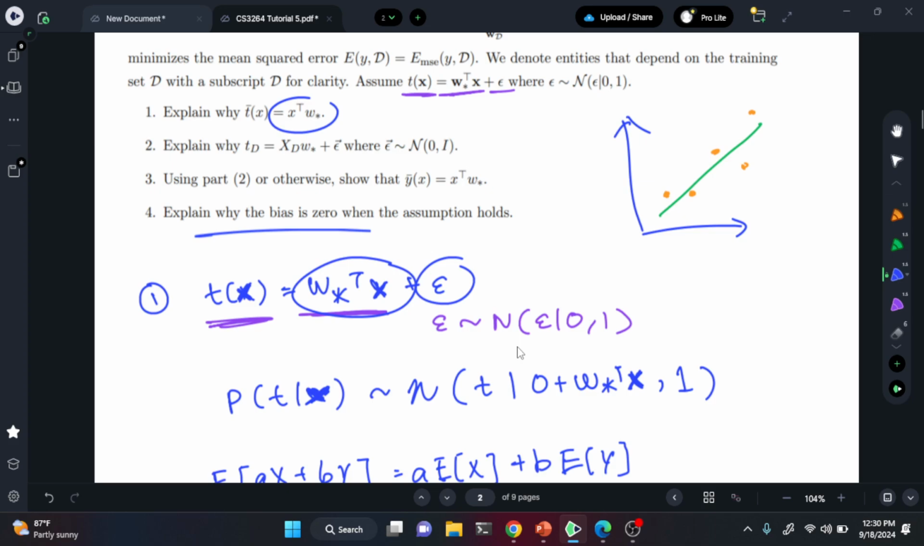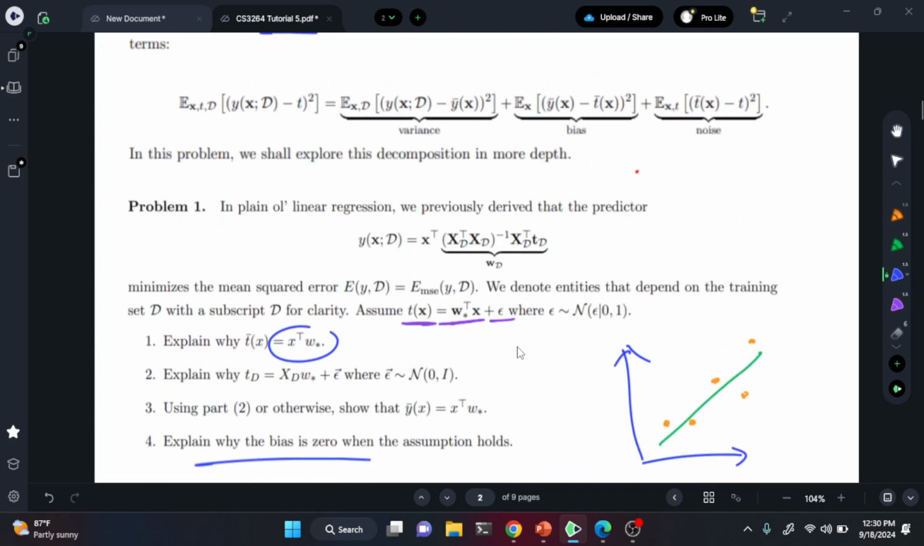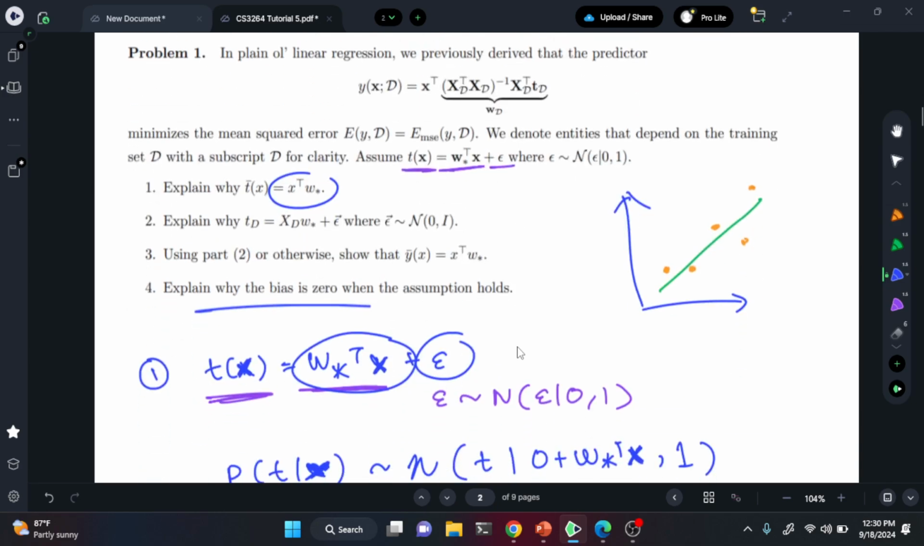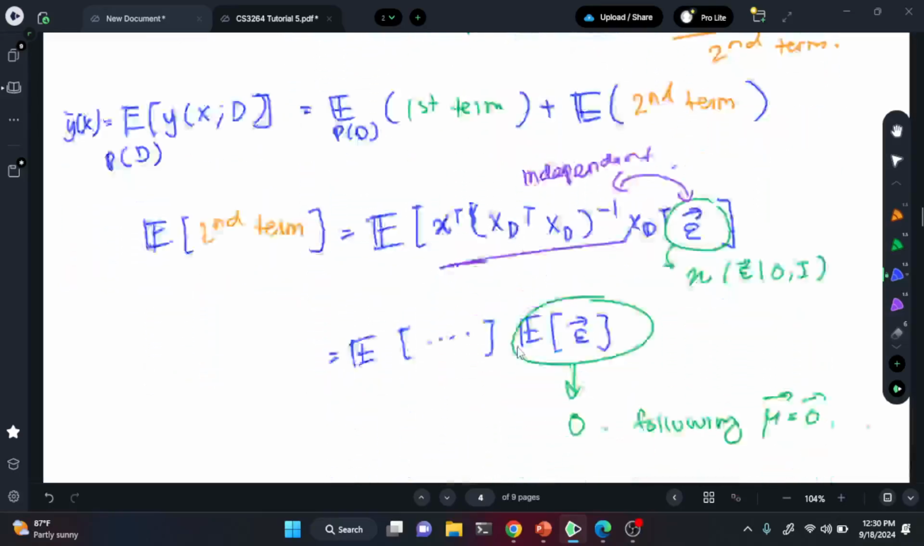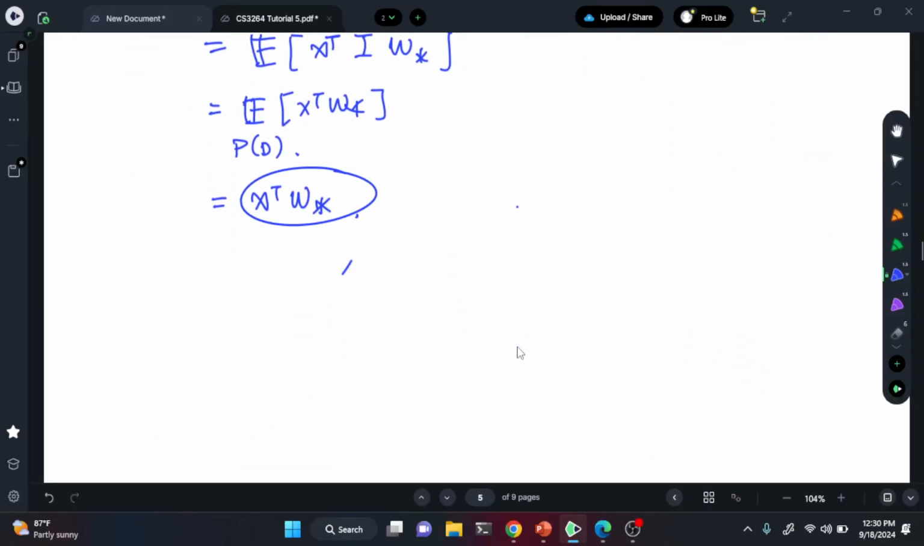This one I think I don't need to write. Bias is given by the average predictor over all data sets minus the average target. We have shown here that the average target is just small x transpose W star. Then we have shown that the average predictor is small x transpose W star. Both of them are the same terms. So when you take the bias, Y bar minus T bar is 0. That's why 0 squared is 0.